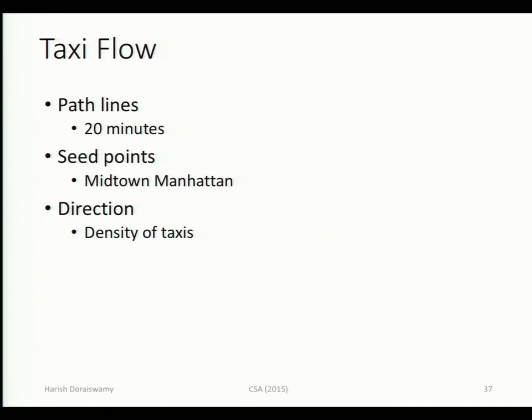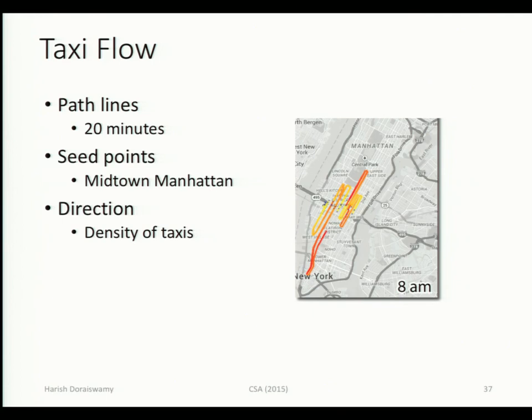So instead, say we are interested in looking at how taxis flow. Since we are looking at the flow of taxis, we take much larger path lines and we take the density of taxis. And we look at it from Midtown Manhattan. So these are the seed points in black, if you can see it. And you see that in the morning, the general flow pattern of most of the taxis is more down, and it doesn't go up much.